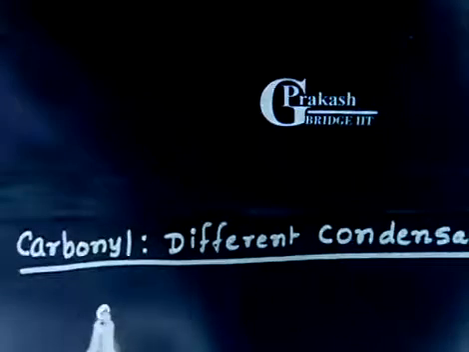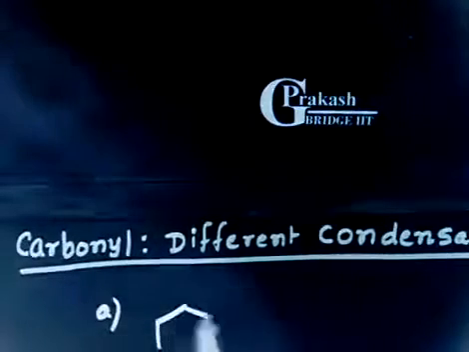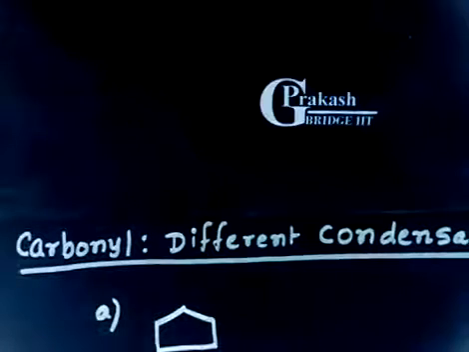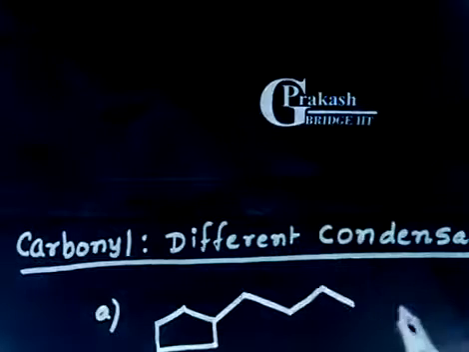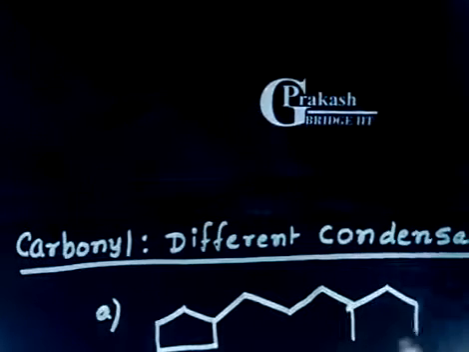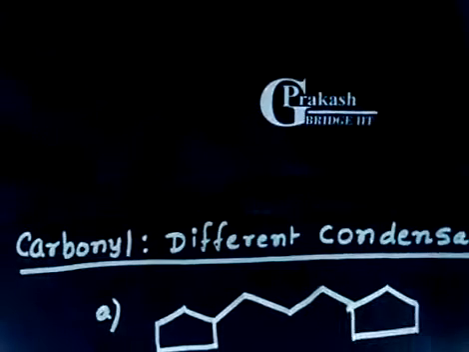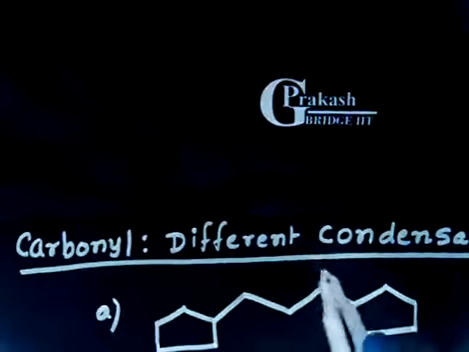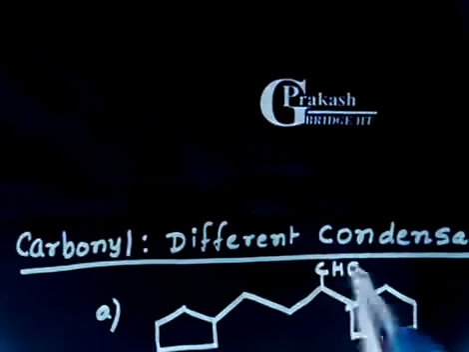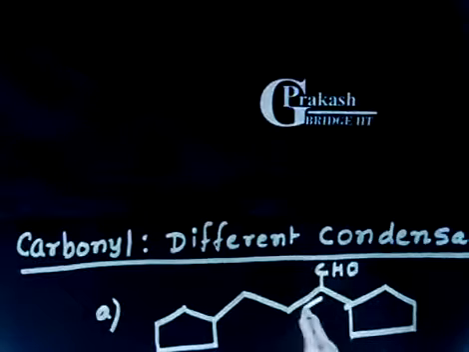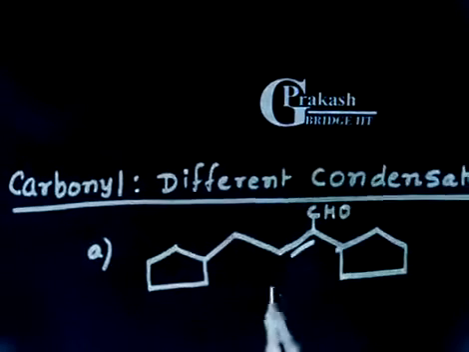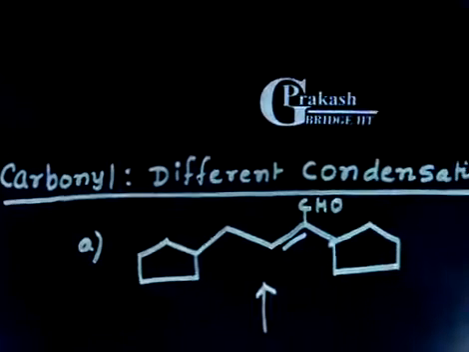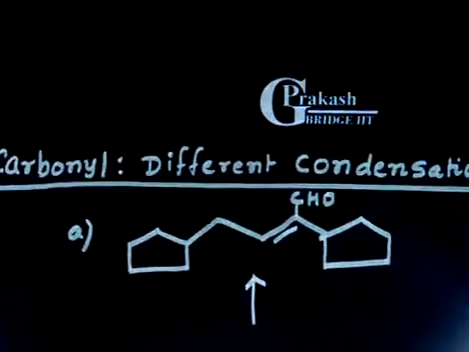So you have this molecule, so there is a 5-membered ring, and this side you have this, and then this side again you have a 5-membered ring, and there is a CHO group attached on this carbon, and there is a double bond between this carbon and this carbon. And the question asks, how would you prepare this compound using any kind of condensation reaction.